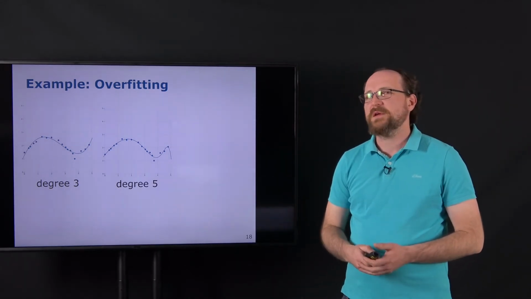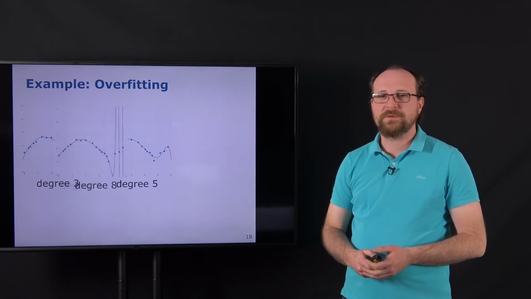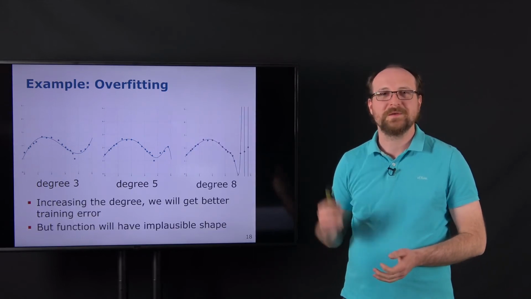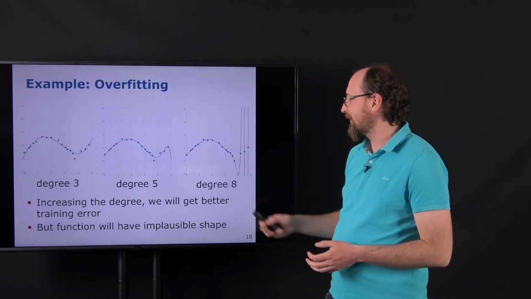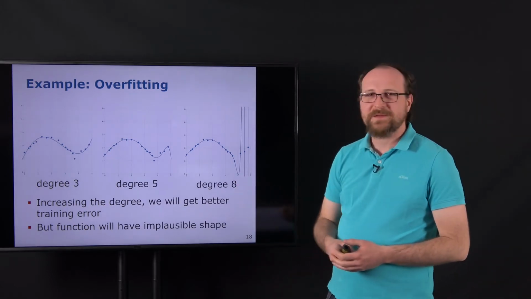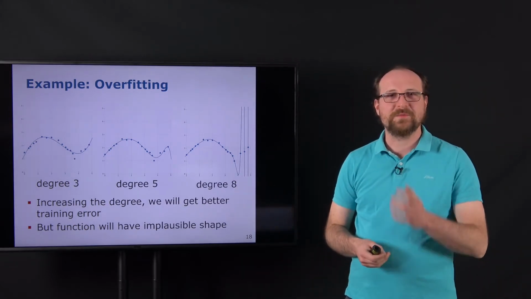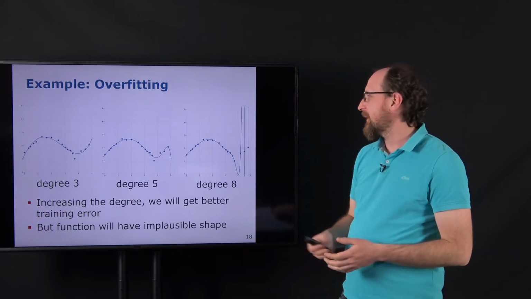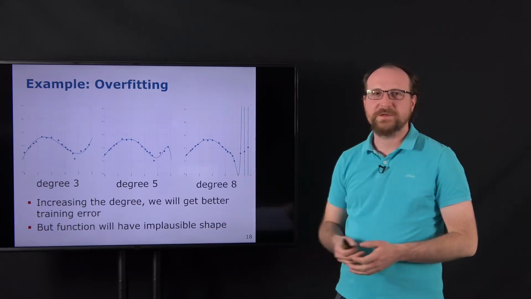But maybe we can do even better. And therefore we are increasing the k a little bit more, so we have now degree 8. But as you can see here now with this maximum likelihood estimation, we are getting such weird behavior here in the end.